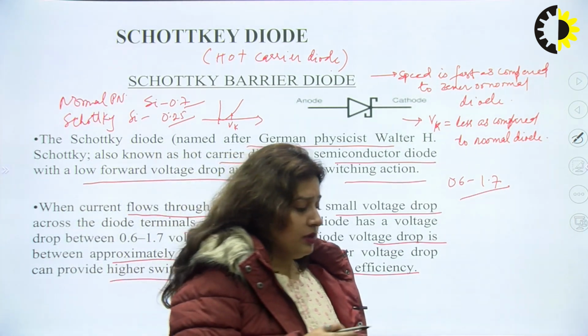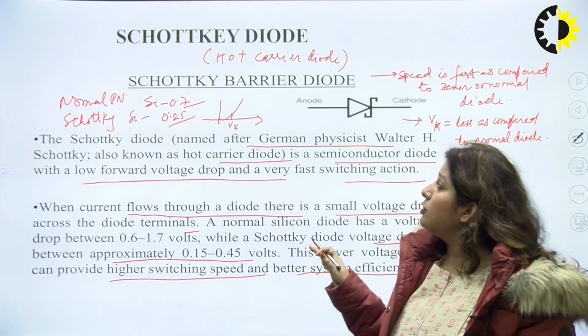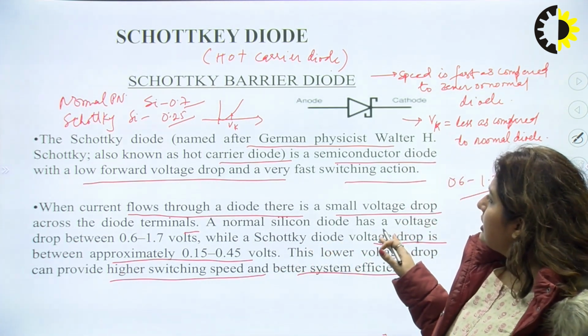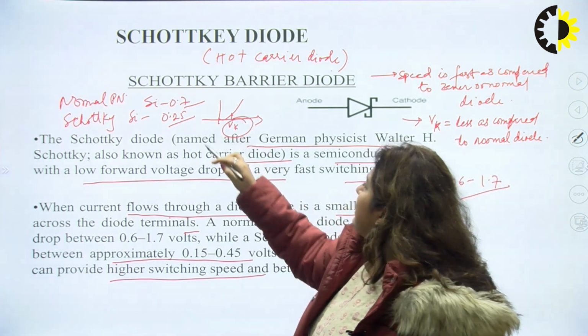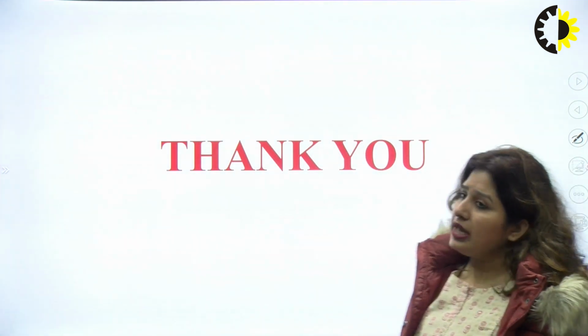Whatever we covered about the diode characteristics, the characteristic for the Schottky diode is similar to that of the Zener diode. The only thing is that it will have a knee voltage which is very much less as compared to the normal diode. So thank you so much.